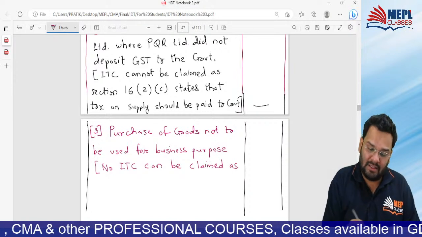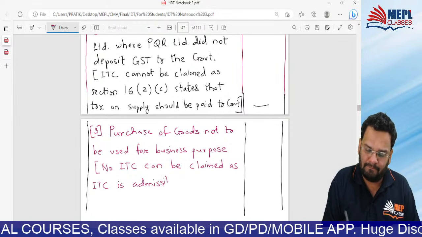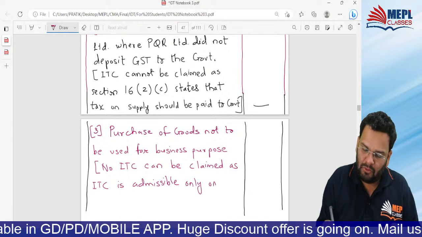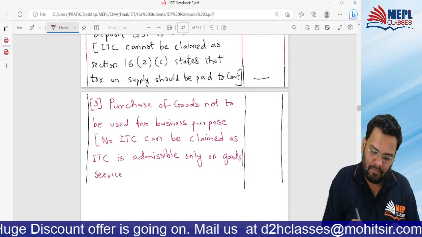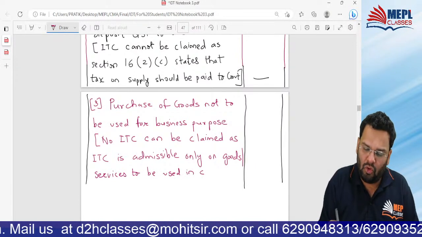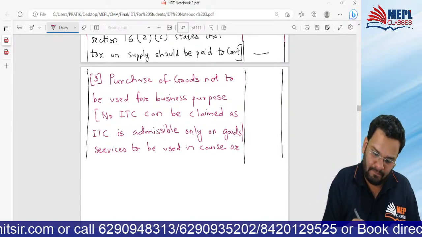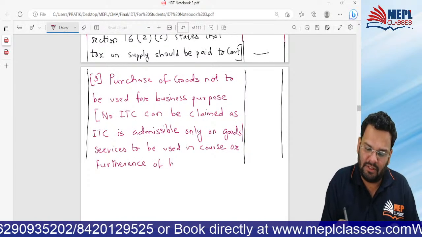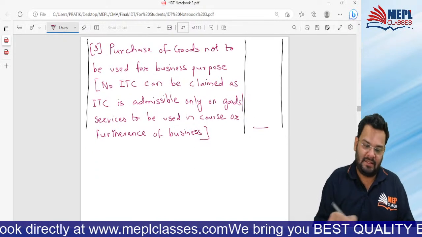As ITC is admissible only on goods or services to be used in the course or furtherance of business. Is it clear to all of you? Yes. Next.